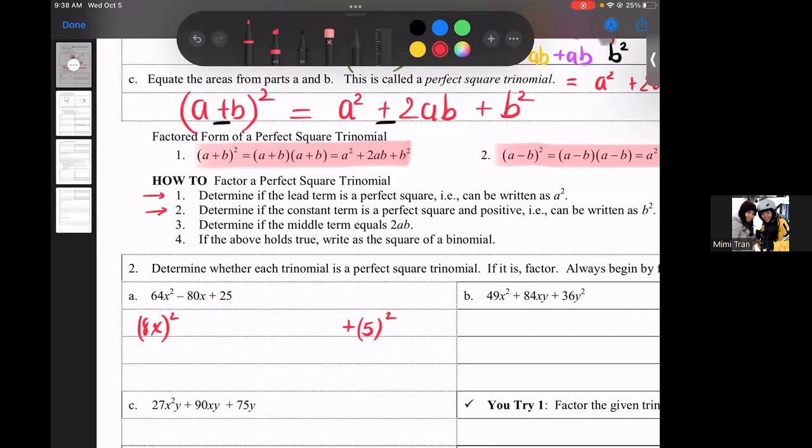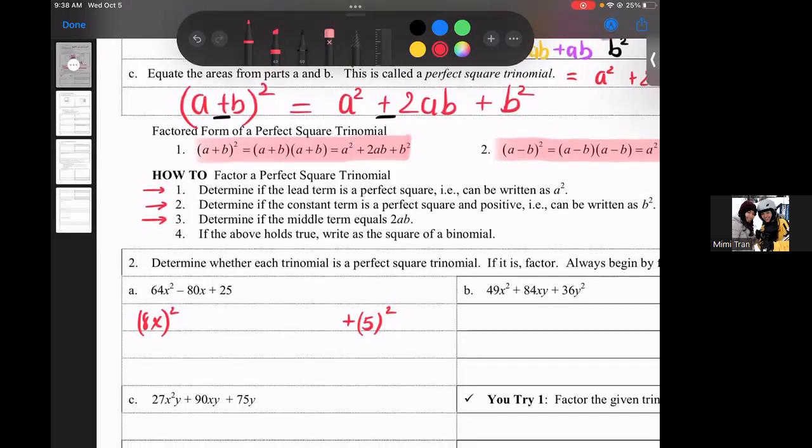And then the third step, determine if the middle term is equal to 2 times a times b. By the way, this one right here is your a, and that's your b. A squared, b squared. So the middle term will be 2 times a times b. So a is 8x, and b is 5.